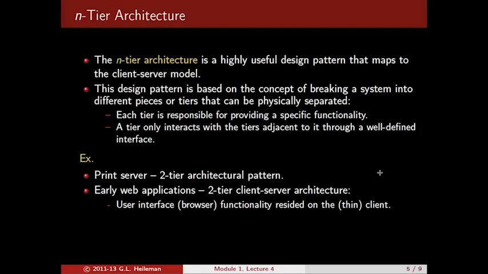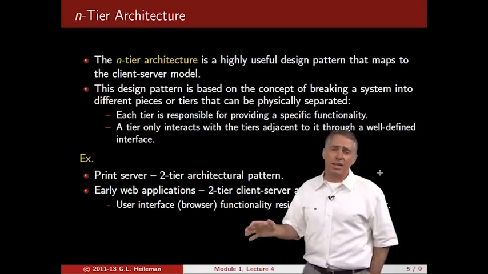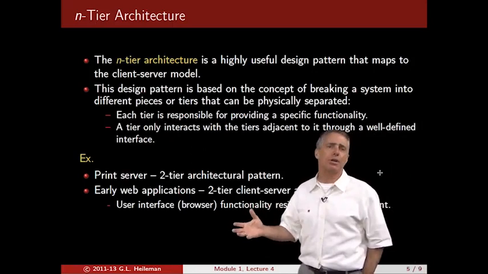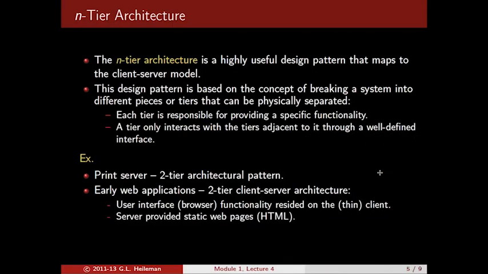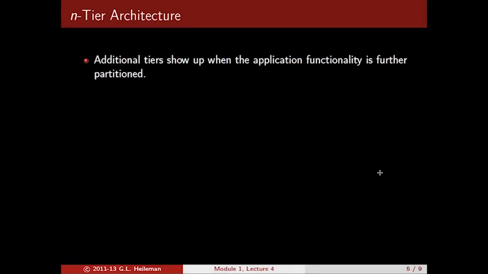In this case, the user interface, the browser, was the client side, and the functionality that resided on the server side was delivering web pages. Not much more than that. Now, sometimes people refer to the client in this case as the thin client. There wasn't a lot happening on the browser in those days. The server provided static web pages, as we've already mentioned, and the interface between the two was HTTP. Now, additional tiers show up typically on the server side as you partition the server to provide more functionality.